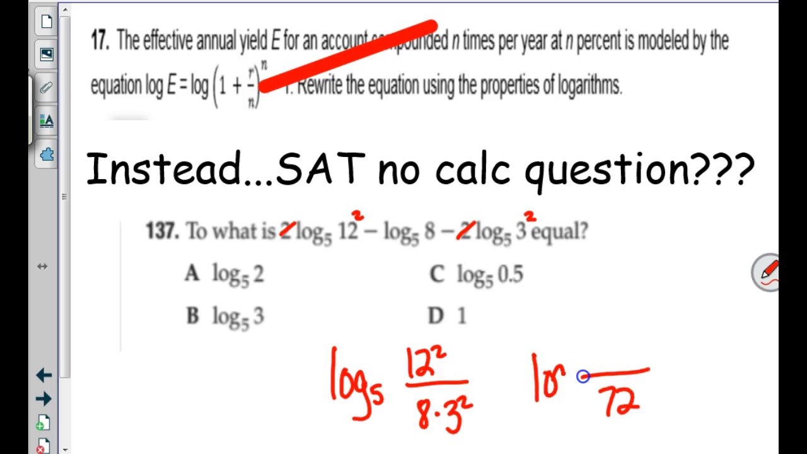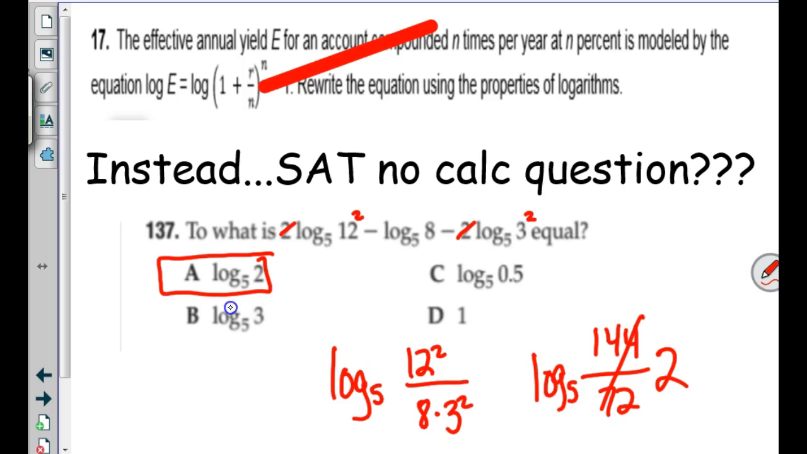Okay. Log base 5 of what's 12 squared? What do you think? 144 divided by 72? It's just 2, right? So this one? Yeah, we're just reducing. 144 divided by 72 is 2.